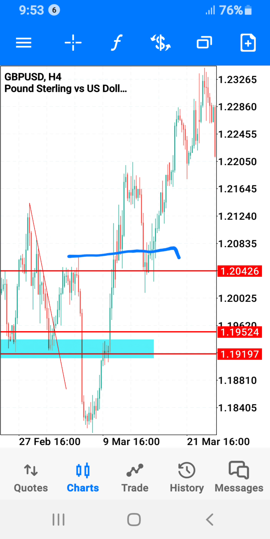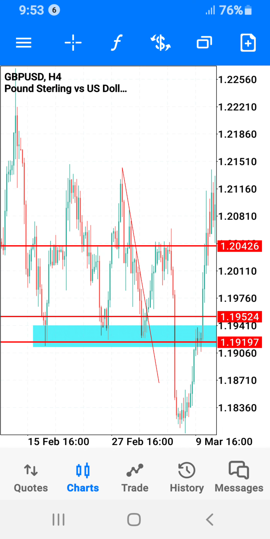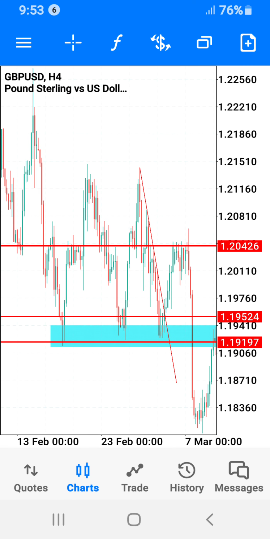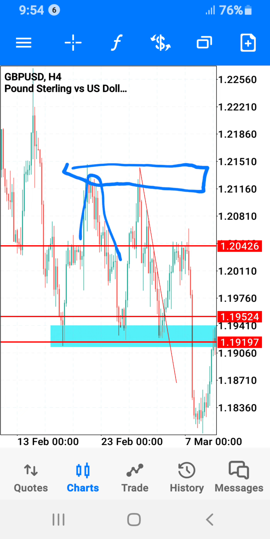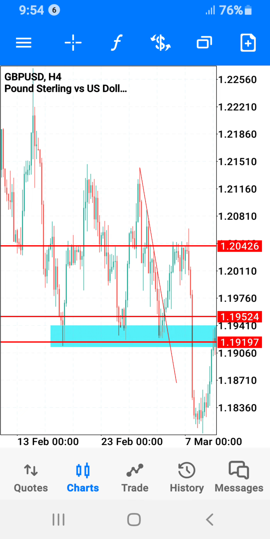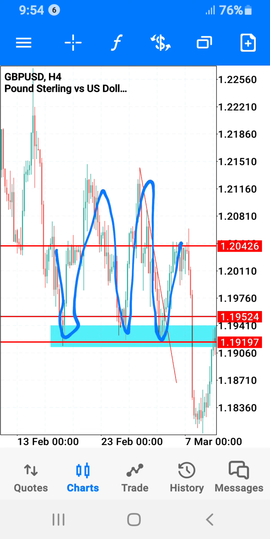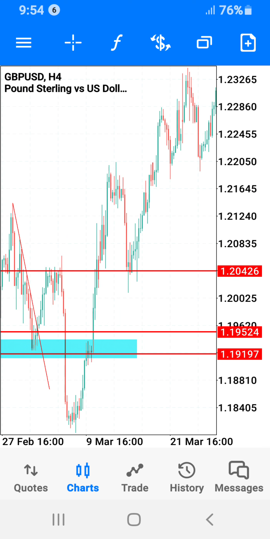But the really good resistance is when two touches have been made. That's when it's a great resistance to be looking out for. Just like the support right here, it was giving us a retouch. So that's it.